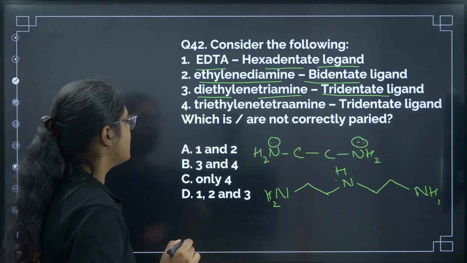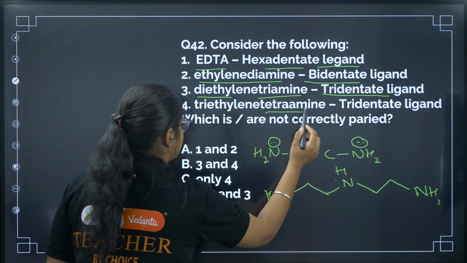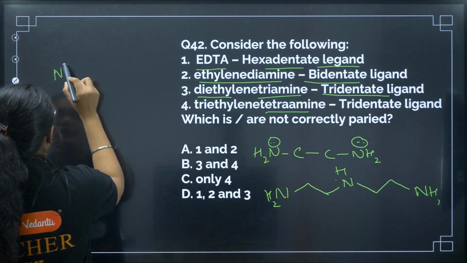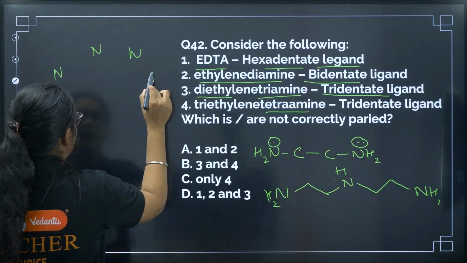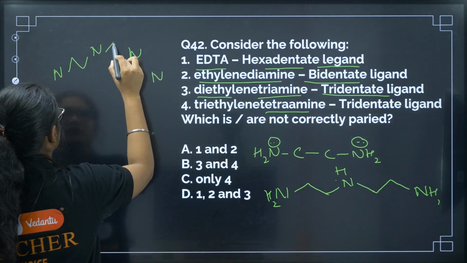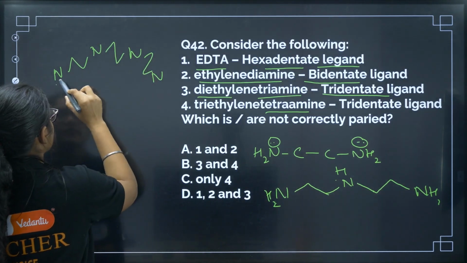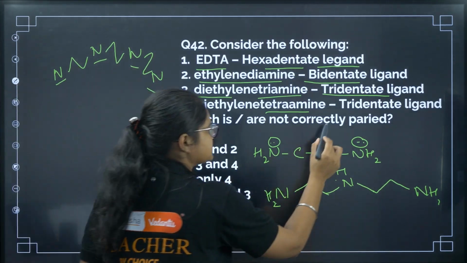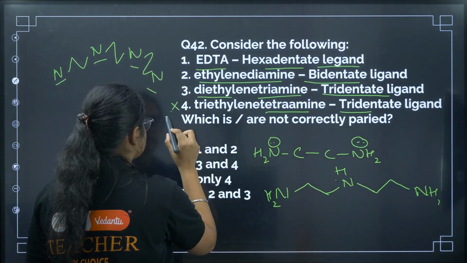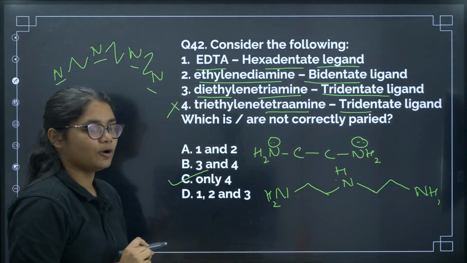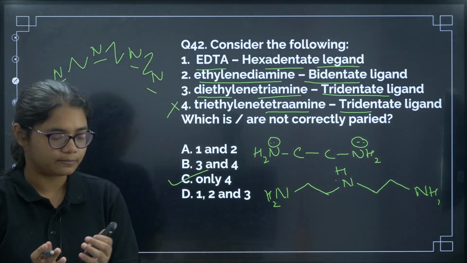This is also correct. Now triethylene tetraamine. Here the structure has 4 N, and in between them we have 3 CH2 groups. So the number of donating sites is 4, but it is given as tridentate, so that is why it is incorrect. The correct answer for this question will be option number C, that is only 4.